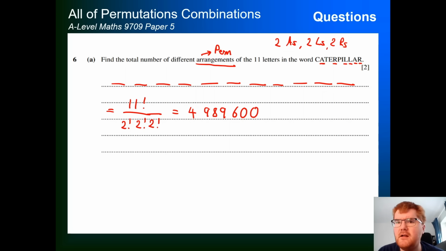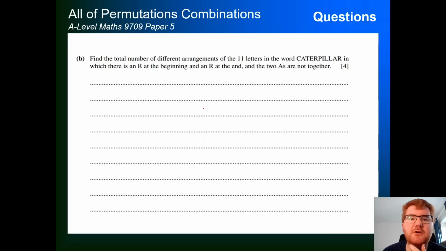I know stats tests can be quite difficult compared to some of the other modules, but this gives you 4%. Just by doing this, you just get 4% of the exam just by doing this fairly straightforward procedure here. Now we're looking for the total number of different arrangements, again keyword, of the 11 letters in the word caterpillar, in which there is an R at beginning and end, and the 2 A's are not together. Okay, R at beginning, R at end, 2 A's are not together.